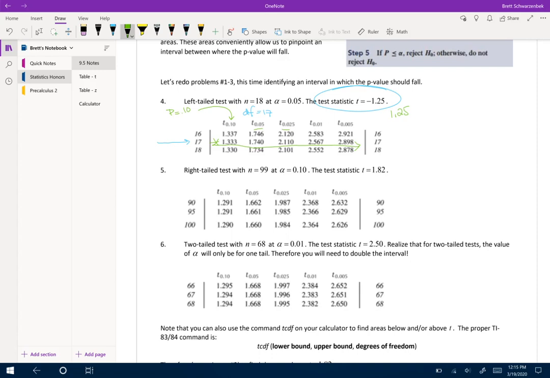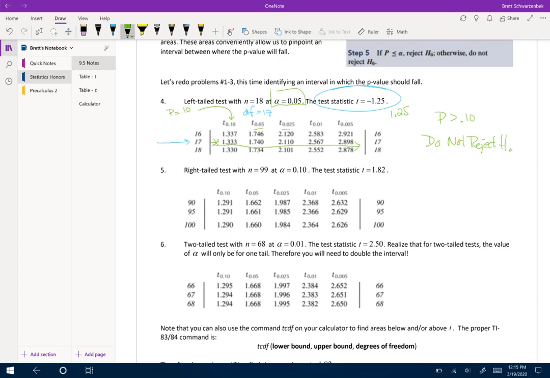So for this scenario, the only thing we know for sure is that the p-value is greater than 0.10. Why does this help us? Because our alpha in this problem is 0.05. For any p-value greater than 0.05, we clearly are going to do not reject H naught.